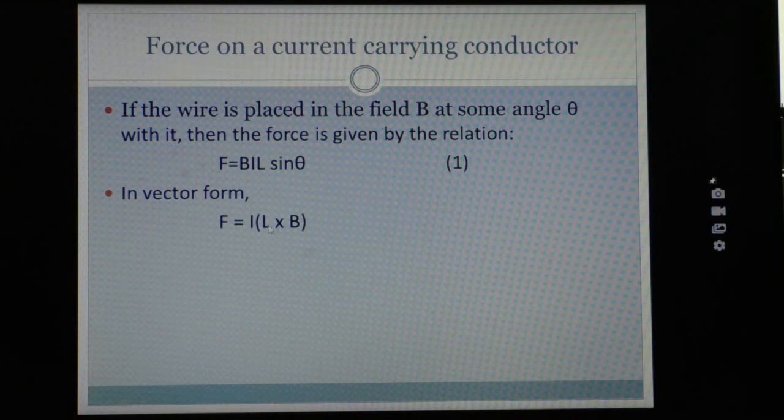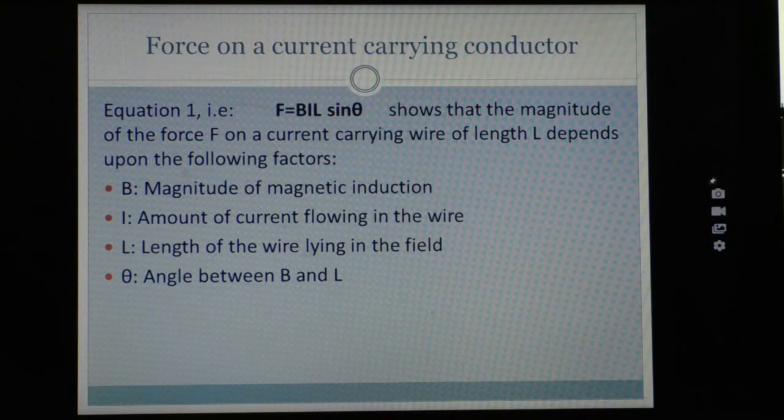So this gives you another example of the cross product of two vectors. Here the two vectors are L and B, where L is the length vector, and B is the magnetic field. In the equation F is equal to BIL sine of theta, it shows that the magnitude of the force F on a current carrying wire of length L depends upon the following factors.